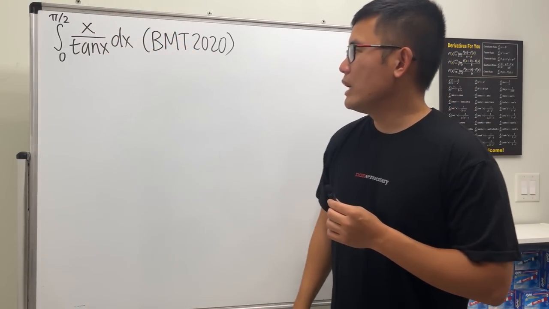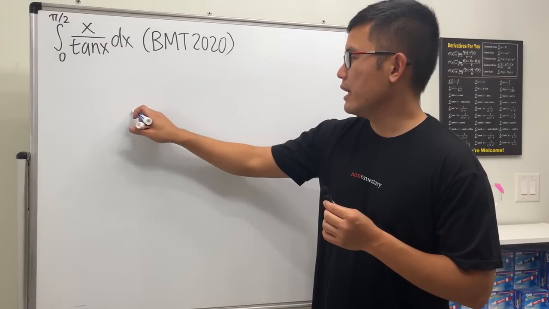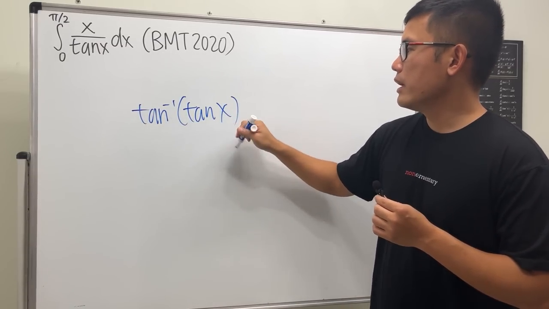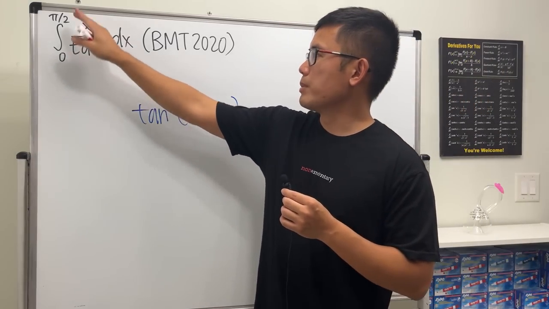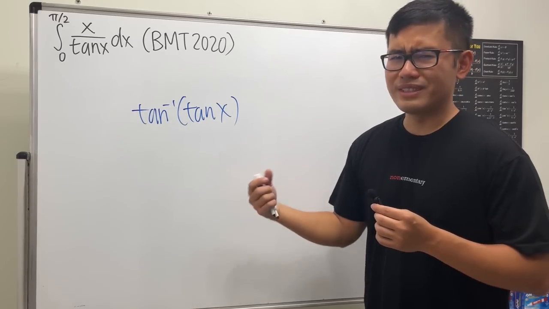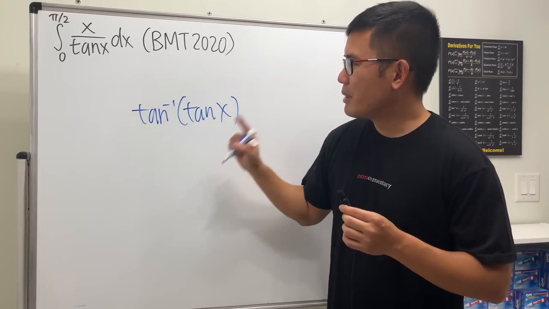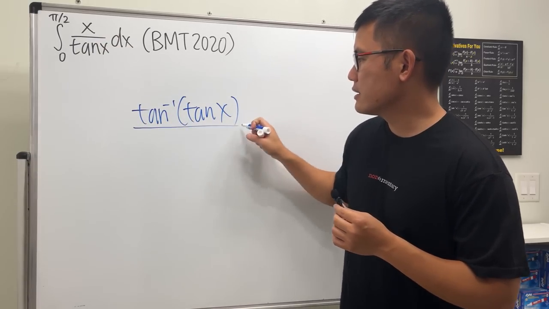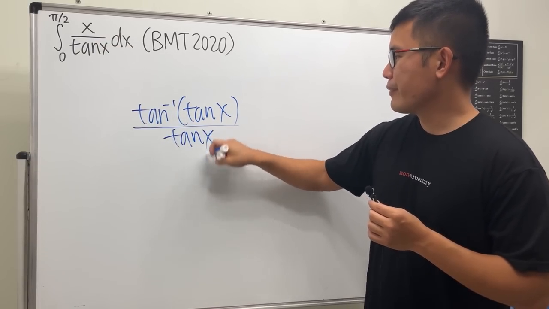On the top right here, we have x, but we can purposely write the inverse tangent of tangent x. And x is from 0 to pi over 2, so this is actually good. So this is how we can produce a tangent x on the top, right? But the problem is that this is instead of the inverse tangent. And of course, the original has that tangent on the bottom.